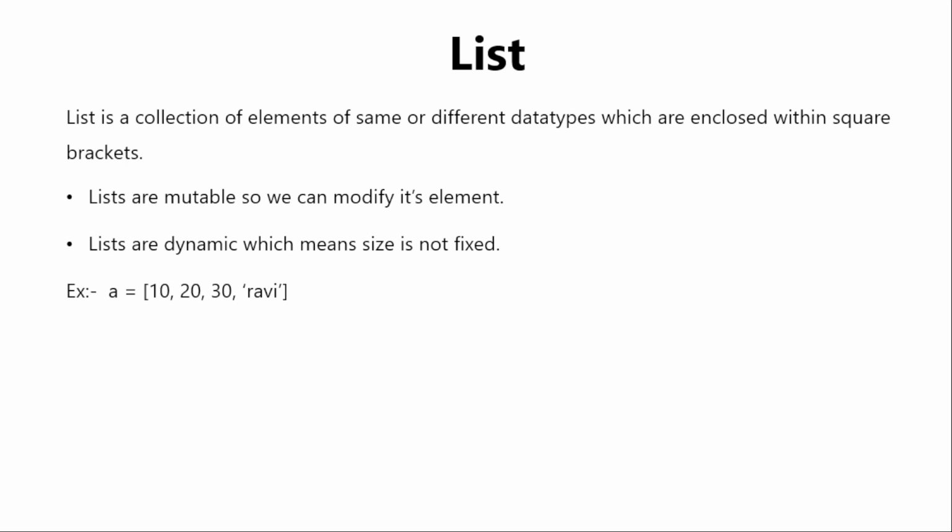So there are list functions or methods, right? We will be discussing those, and I will get back to the same slide and explain what exactly happened with the content. If you look back at the example, a is equal to 10, 20, 30, Ravi. Here we have a collection of elements with integers and strings. Hence it's a collection of elements of the same or different data types enclosed within square brackets. That's the definition of list.